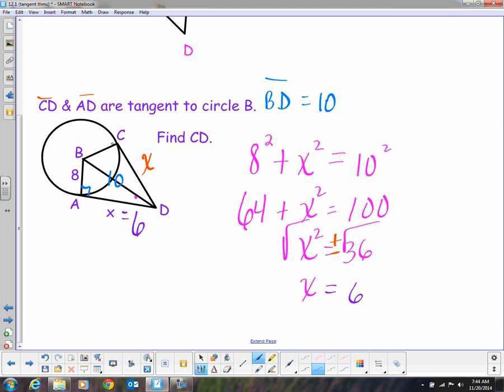What did you have to know to get CD? That it's the same thing as what? AD. So CD is also 6.